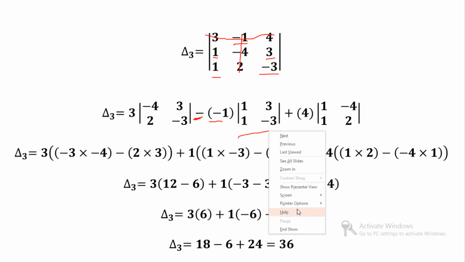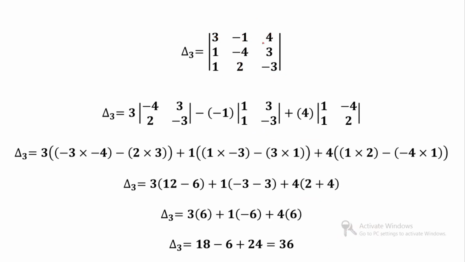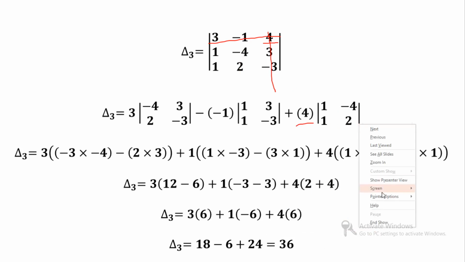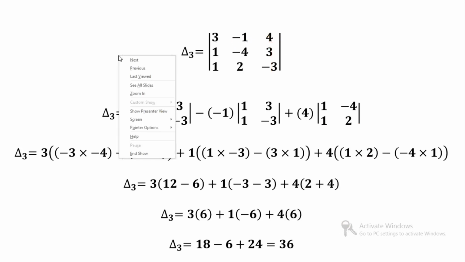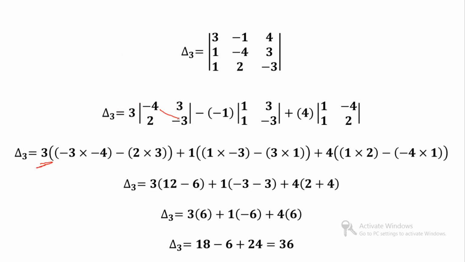This is the second element. Again consider the third one, that is the 4, and cancel out that row and column. So you will get a 2 by 2 determinant, that is the 1 minus 4 and 1 2. Again we will solve that. So that is equal to 3 as it is, multiply the diagonal elements, minus 4 into minus 3, minus 2 into 3, again minus, minus plus, 1 into minus 3 minus 1 into 3, minus sign is of the formula, 4 as it is, 1 into 2 and 1 into minus 4.